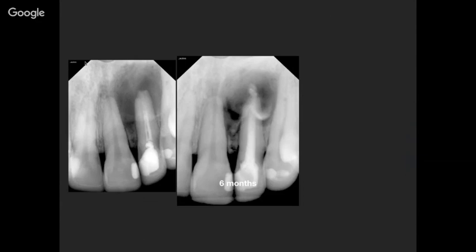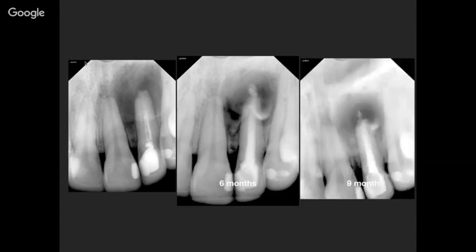That was 6 months, and you can notice the difference in bone density and how it evolved. And this is 9 months post-op. And we could now decide which is the adequate treatment plan.